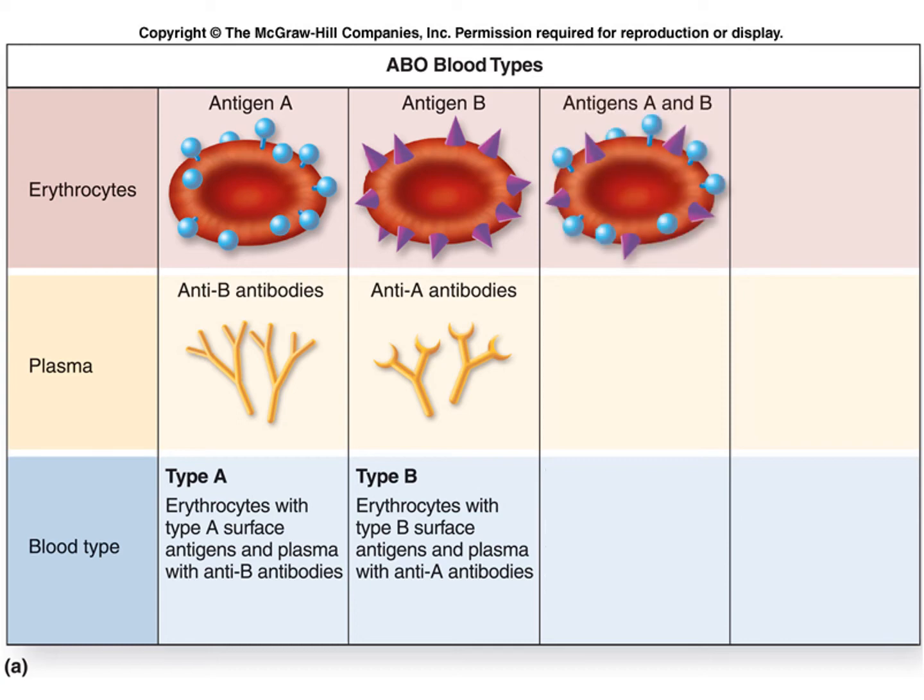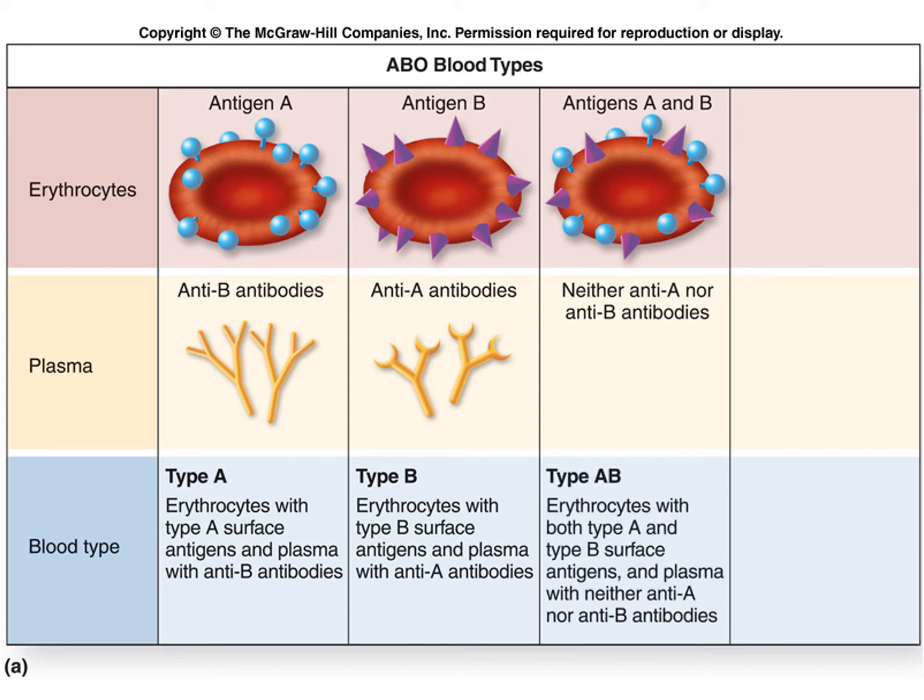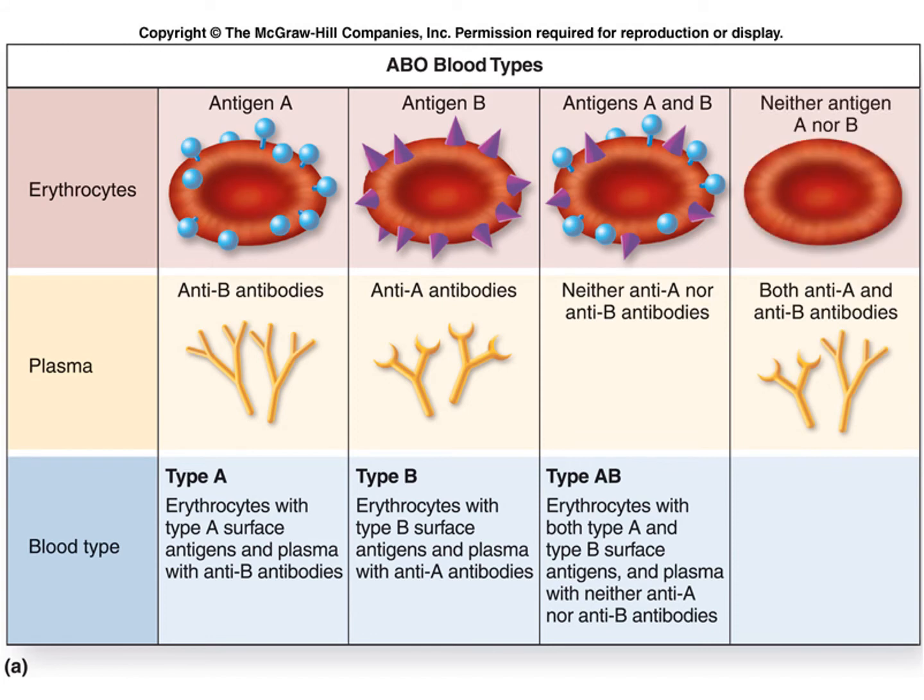So what happens if you have both of these antigens? If you have antigens A and B, what antibodies are you going to produce? The answer to that is none, because you're not going to produce antibodies against what you produce. So your erythrocytes are going to have both type A and type B, and the plasma will not have anti-A or anti-B antibodies. Okay, well, that kind of gave the preview away.